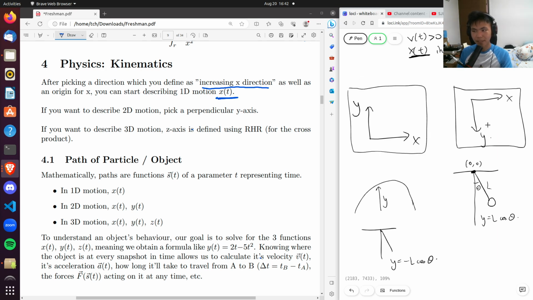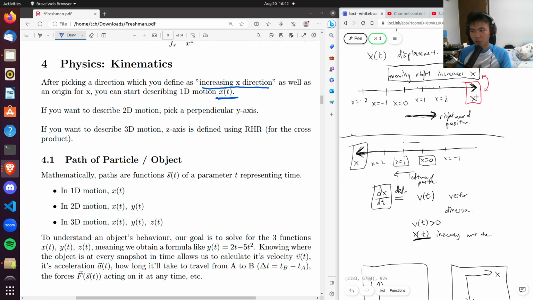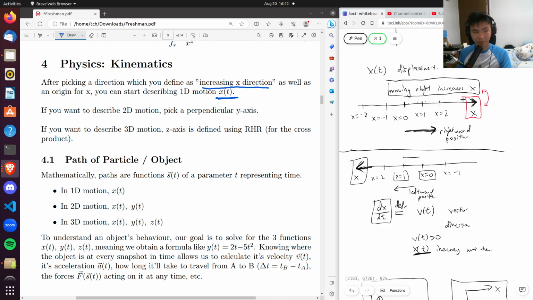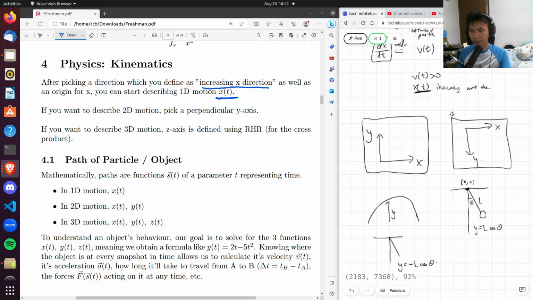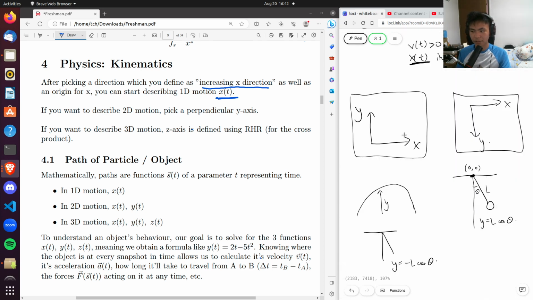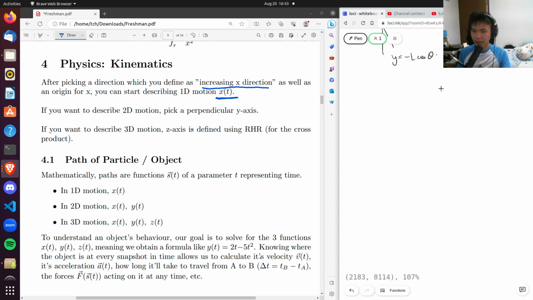Usually in the 1D scenario, we pick the right side to be positive by convention, because there's almost no reason for you to pick left side positive. So usually we stick to this convention over here. But again, it's totally up to you. Just stick to one and be clear which one you're choosing. And for 2D, you have a choice depending on the scenario, but most of the time we still pick this.